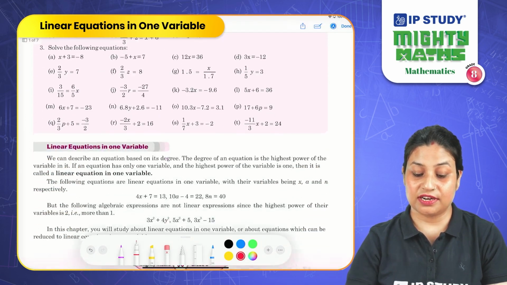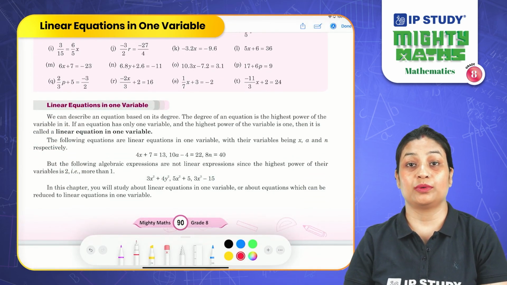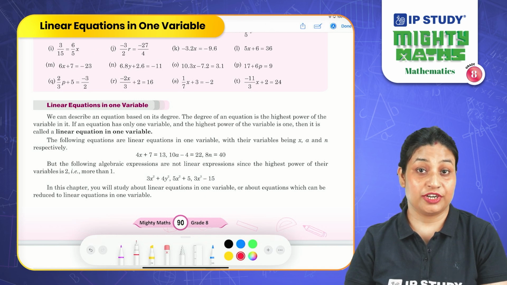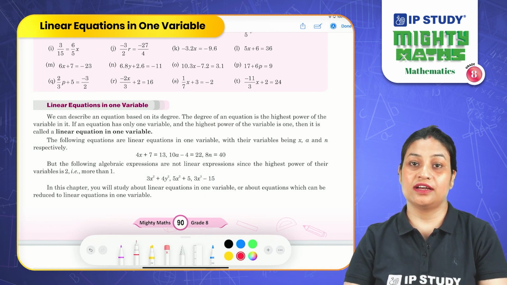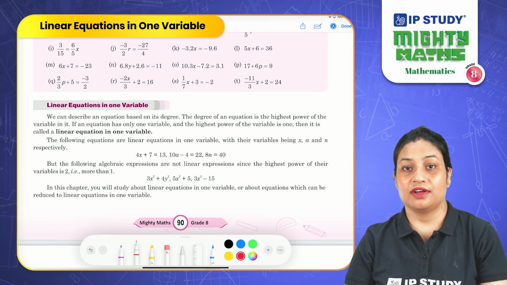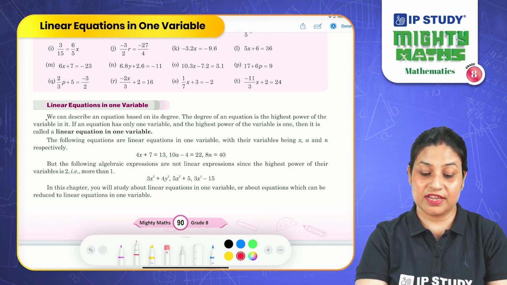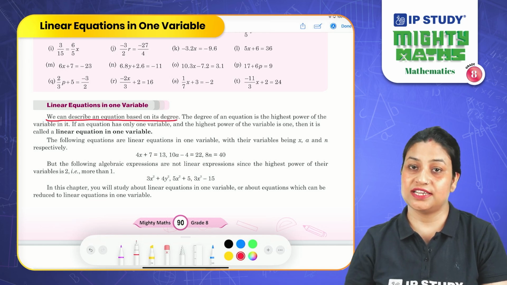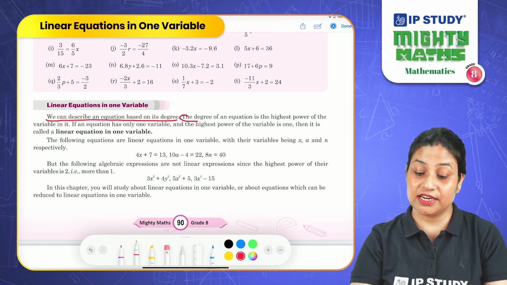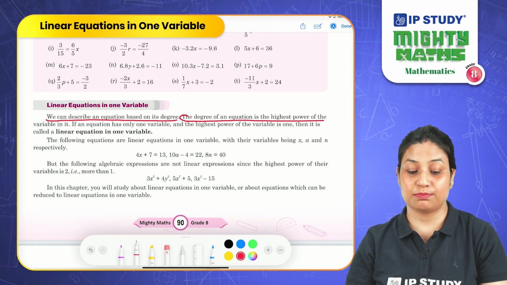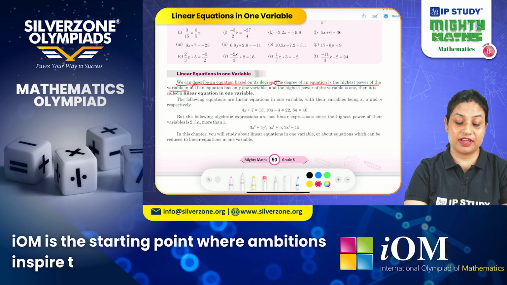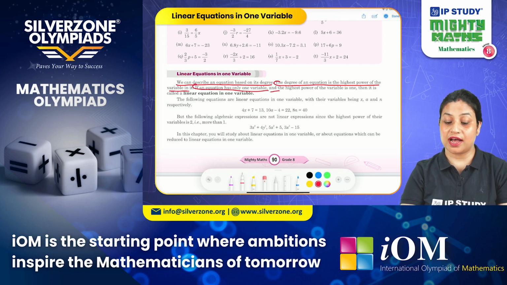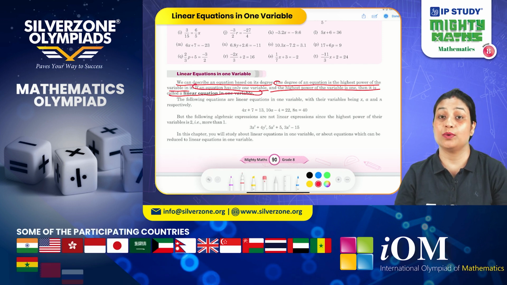So dear students, in our previous grade, we have already discussed what an equation is. I hope there is no need to discuss it again. Now we will take one step forward and see how to classify an equation. We can describe an equation based on its degree. Now what is this degree? The degree of an equation is the highest power of the variable in it. So if an equation has only one variable and the highest power of the variable is 1, then it is called a linear equation in one variable.